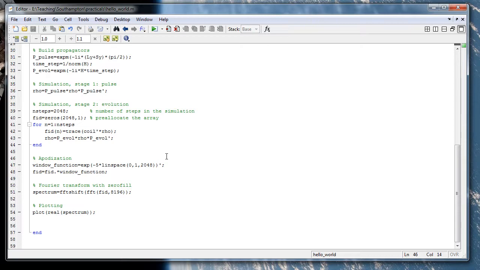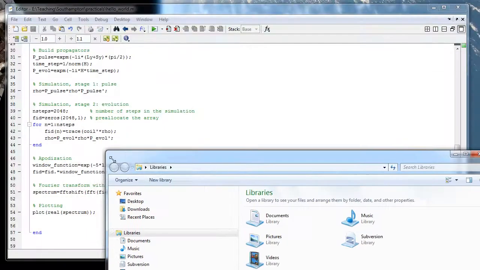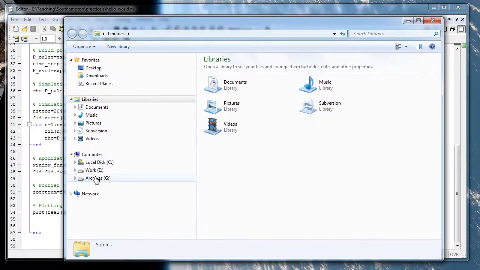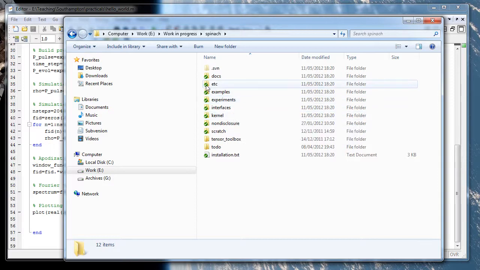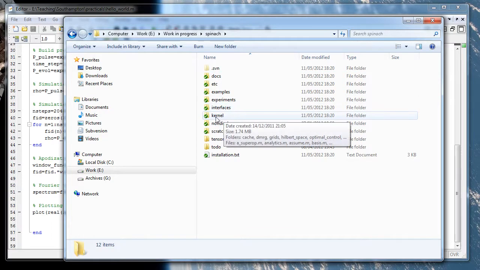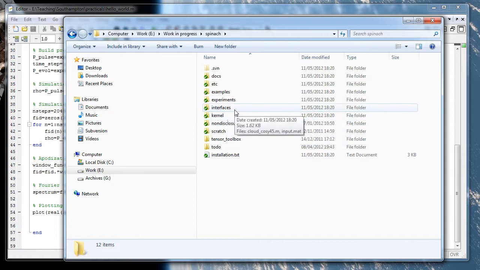And the only real remedy against it is something called version tracking software, and I will briefly show you what that is. Let's go to one of my directories where the Spinach development happens, work in progress, Spinach, and you see these little green ticks. This is something that the version tracking system puts. It says that nothing has been modified in this directory from the outset.